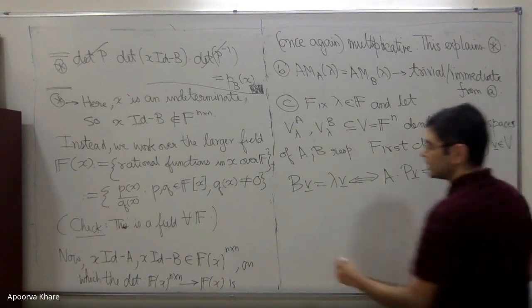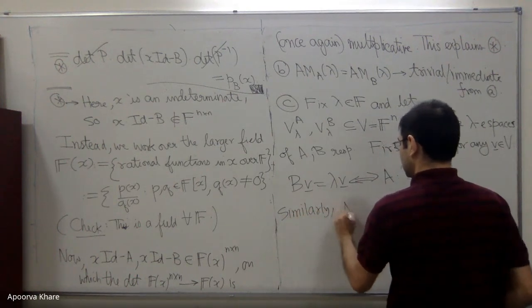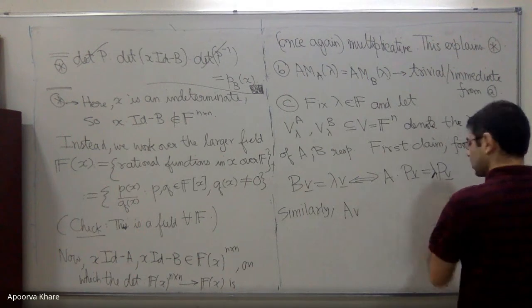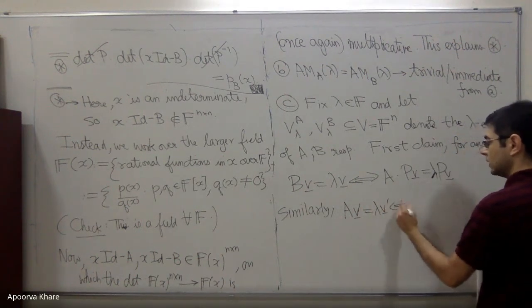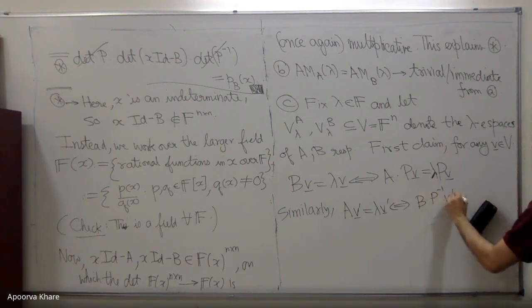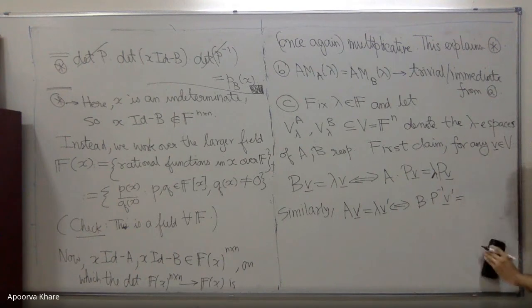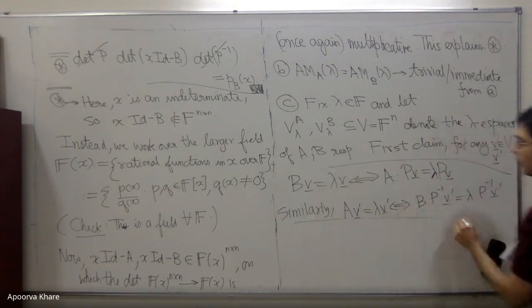Okay. And similarly, A v prime equals lambda v prime if and only if B times P inverse v prime equals lambda times P inverse v prime. Okay? For any v in V and v prime. So as a result, what I'm saying is the following.